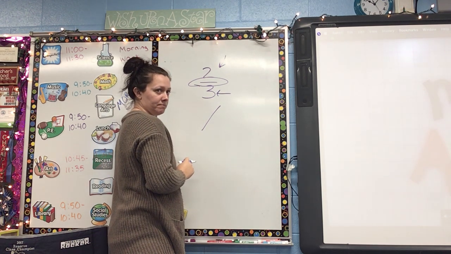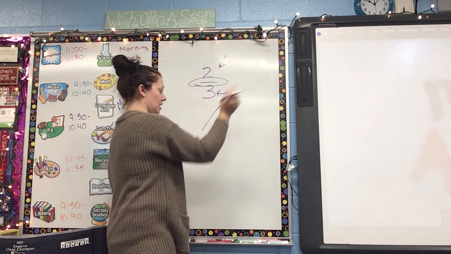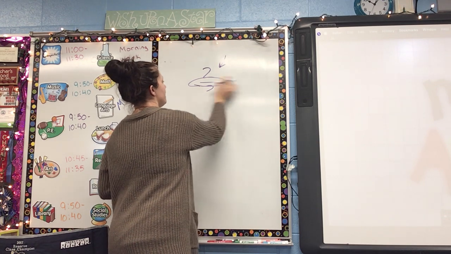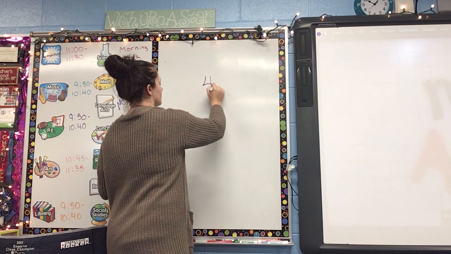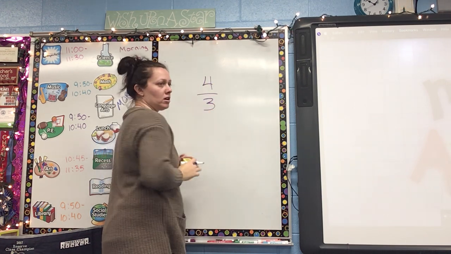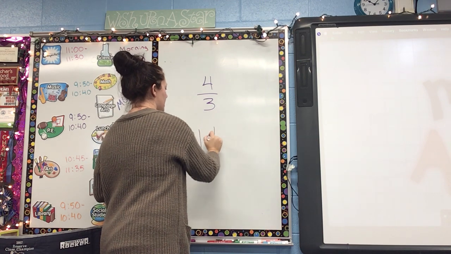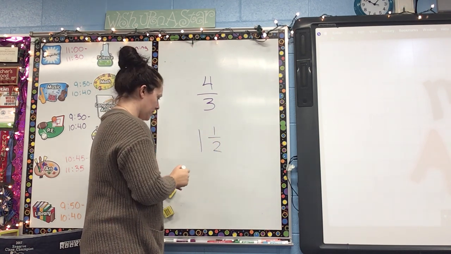What is this one called? Aiden? A slash, but it's still a fraction bar. Good, just because it goes slanted. What kind of fraction is this one called? Justice? Improper fraction. What about this one? Raina? Mixed number. Very nice.